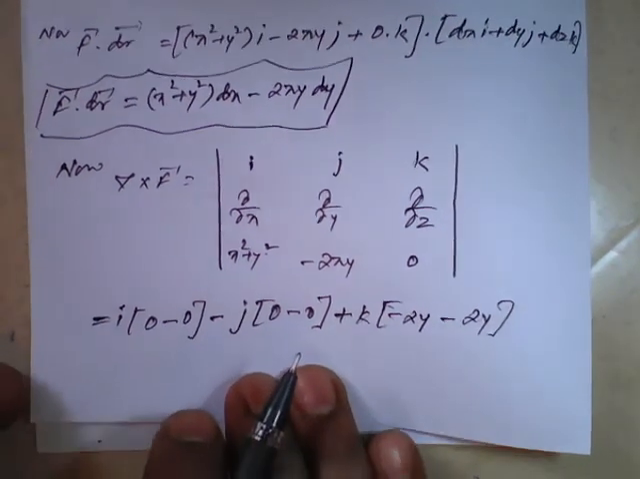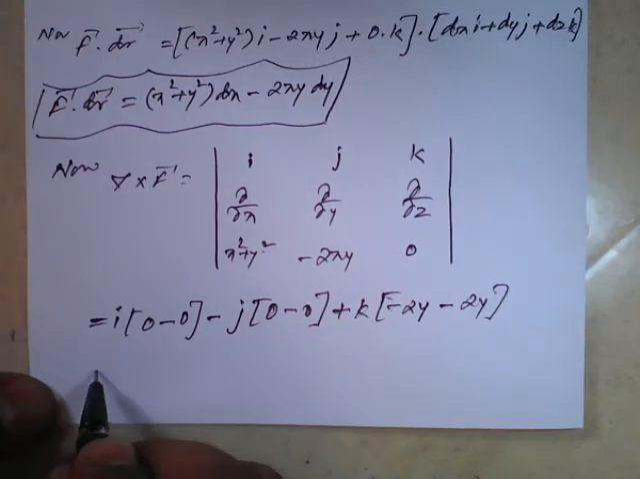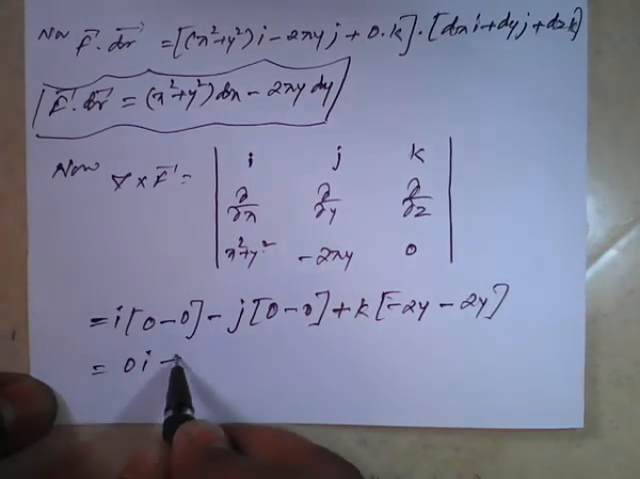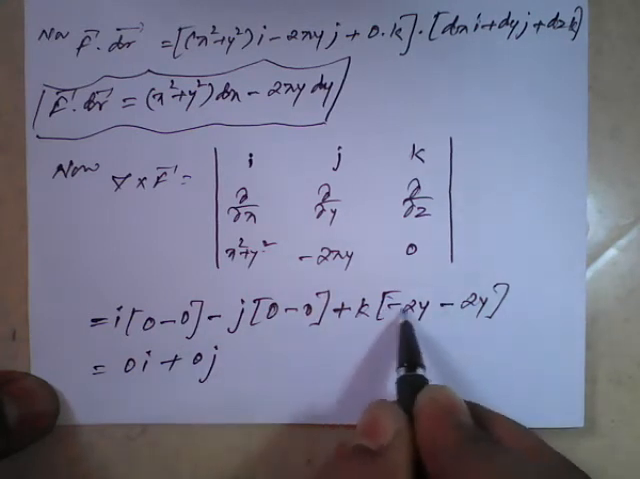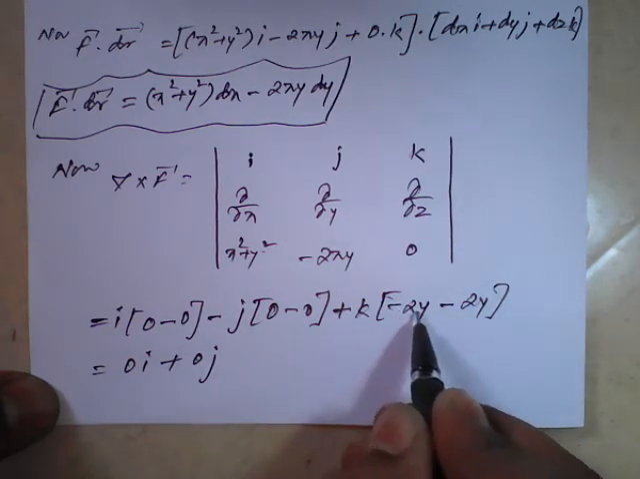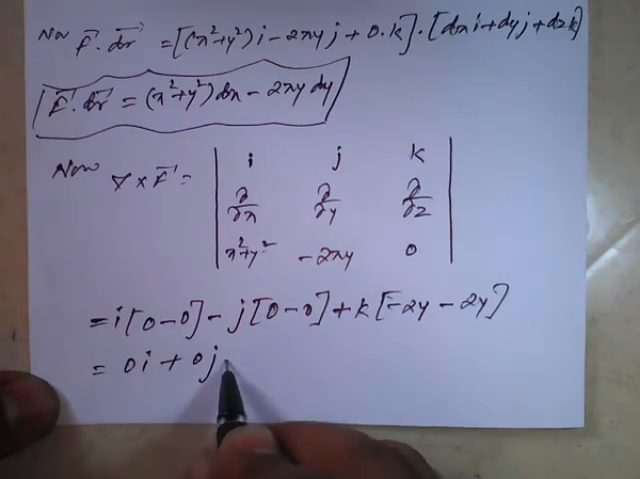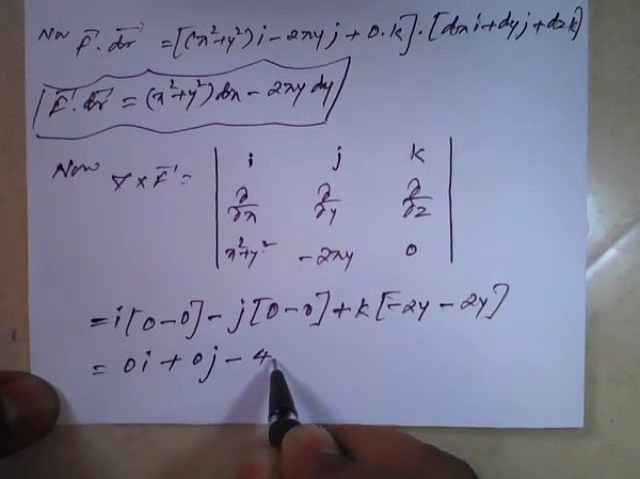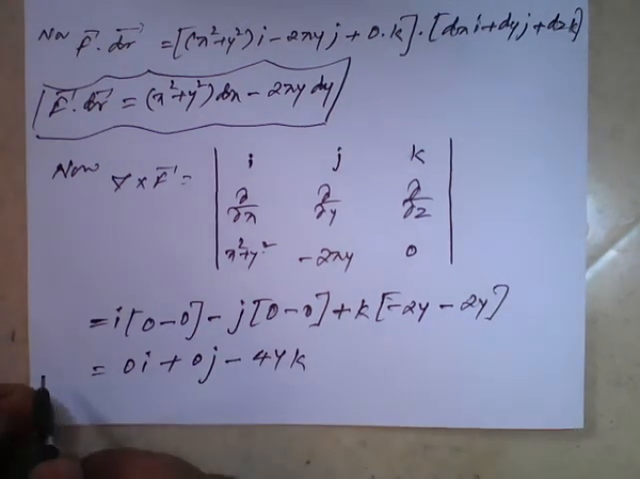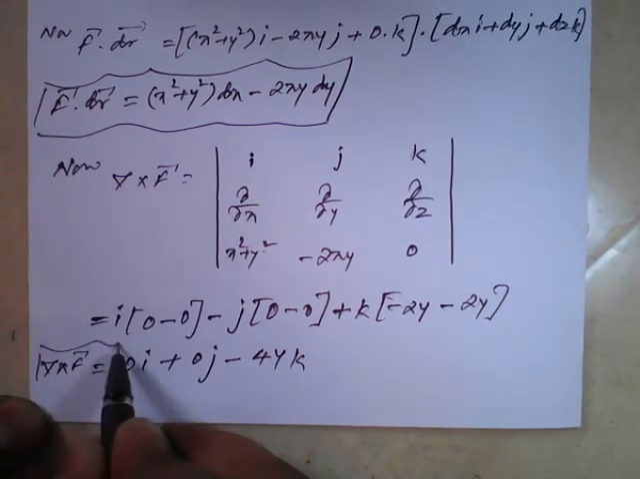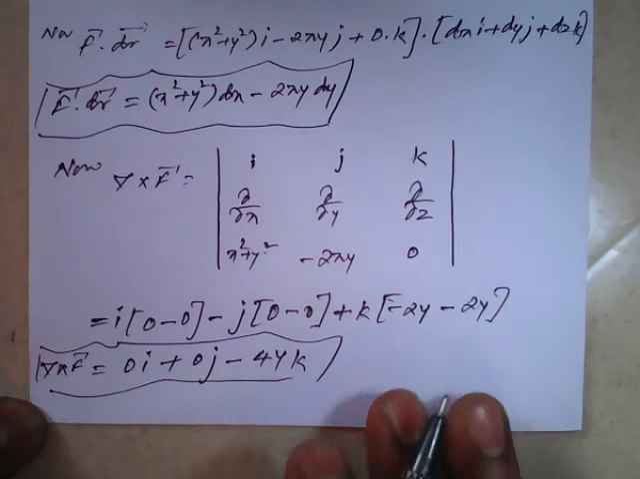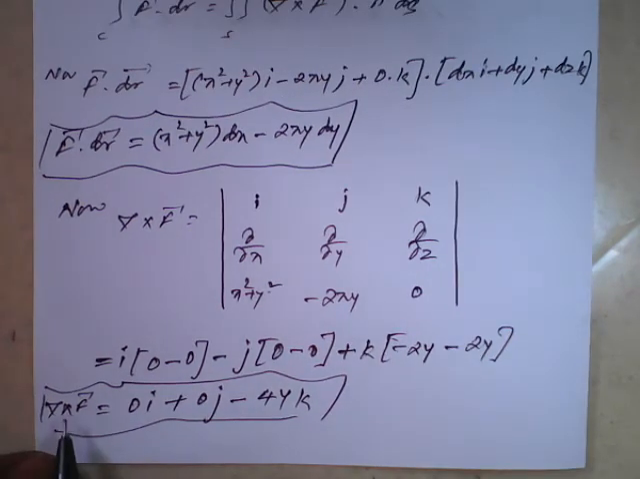So therefore on simplification we'll get this as 0i plus 0j, and then minus 2y minus 2y, minus 4y, which is nothing but minus 4y of k. This is the value of del cross vector f. So what shall we do now? We got the answer of del cross vector f.